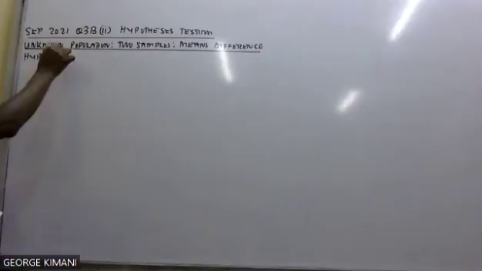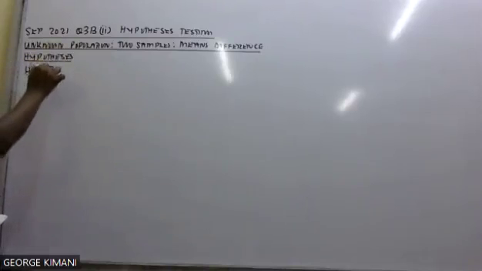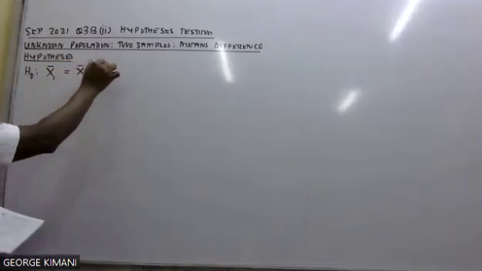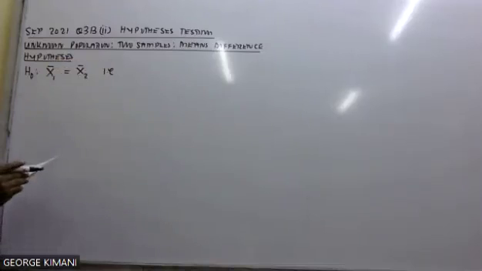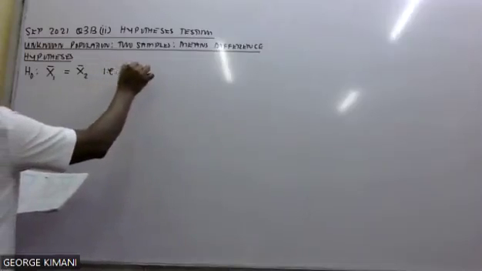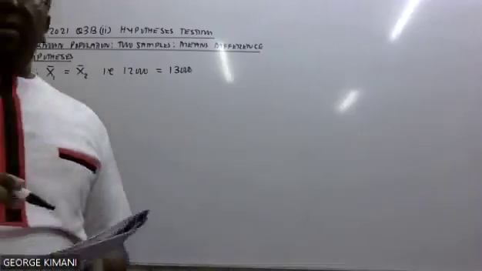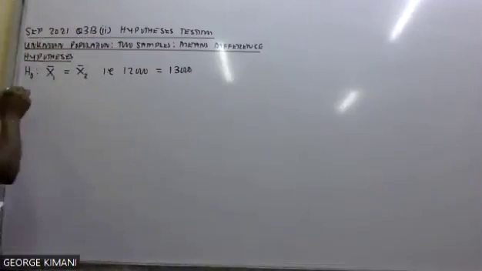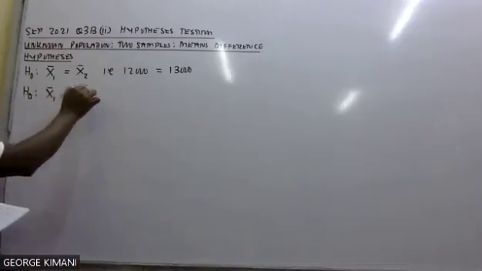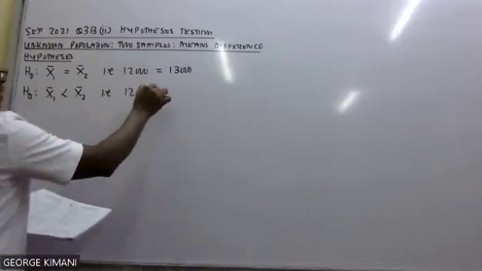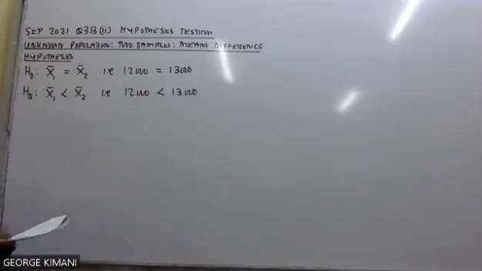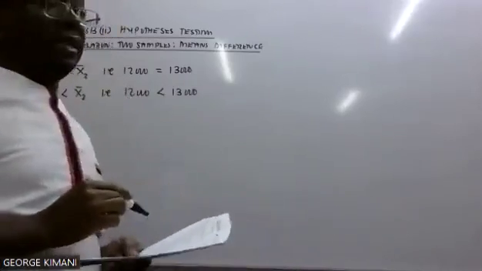So the first thing is to get the hypothesis. In the hypothesis, I told you that the null is given as x bar 1 is equal to x bar 2. That is, the first sample had a mean of 12,000 and the other sample had a mean of 13,000. Then in the alternative, you say x bar 1 is less than x bar 2. That is, 12,000 is less than 13,000.